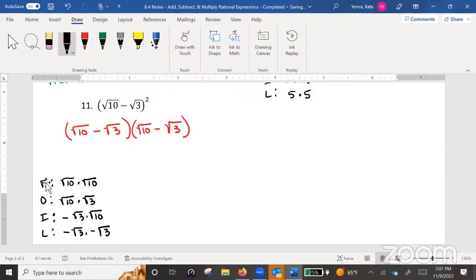Where? This negative square root of 3 times the 10. Just what's negative times a positive.